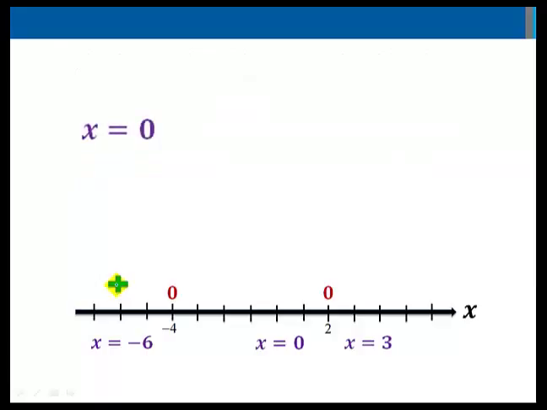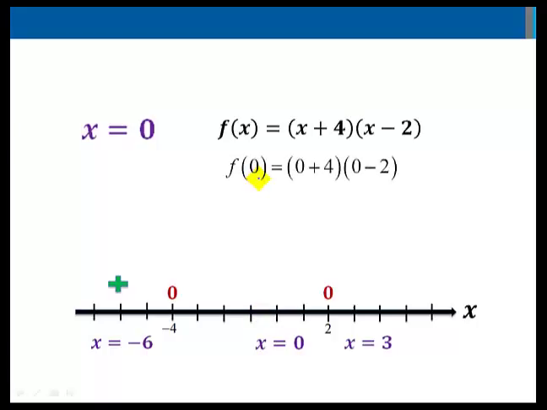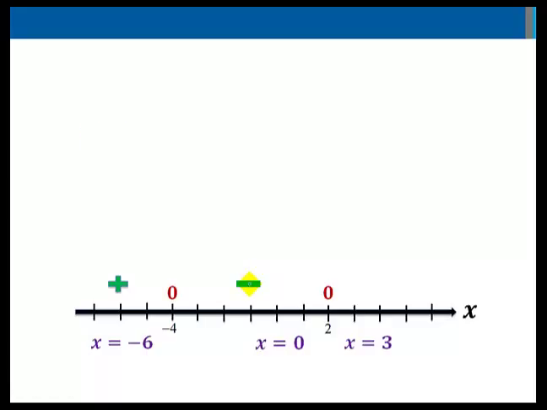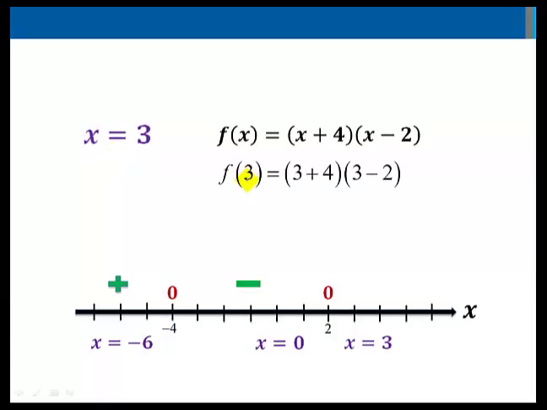In the second interval, we use a test value of x equals 0. f of 0 is equal to 0 plus 4, which is positive, times 0 minus 2, which is negative. A positive times a negative gives me negative values for f of x in the second interval. In the third interval, where x equals 3 is our test value, f of 3 equals 3 plus 4, positive, times 3 minus 2, positive. Positive times a positive will give us positive f of x values in the third interval.